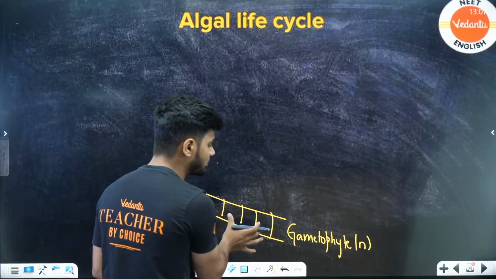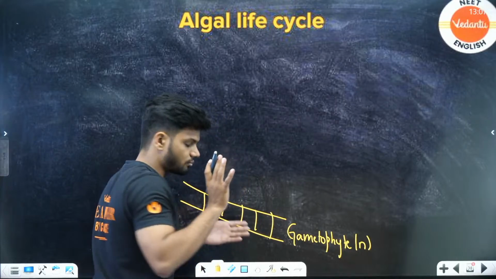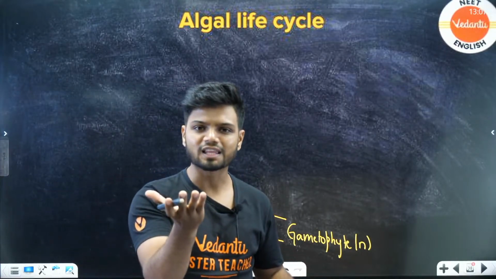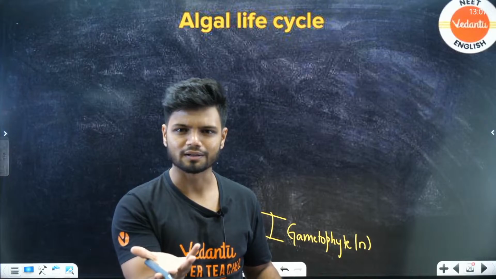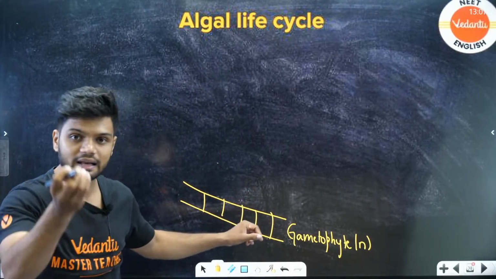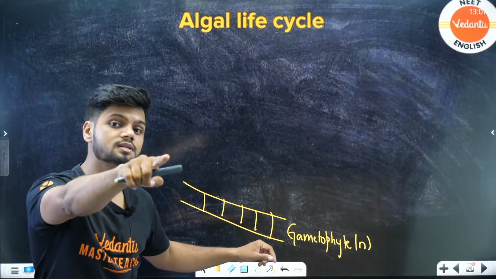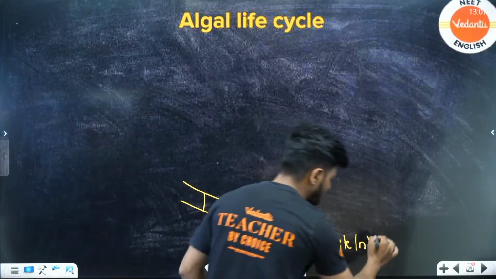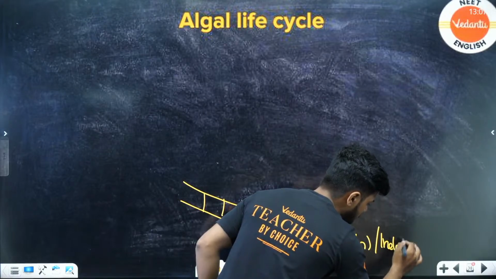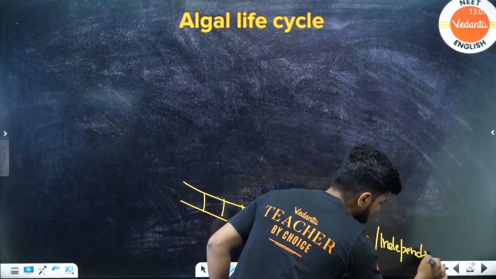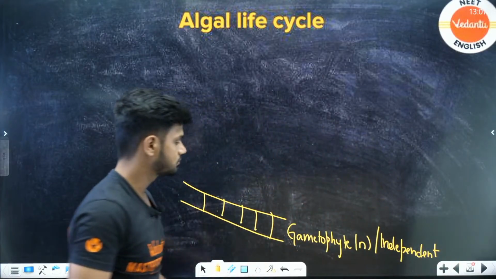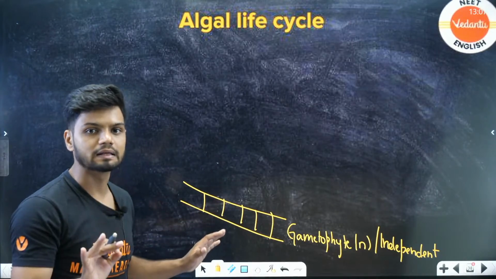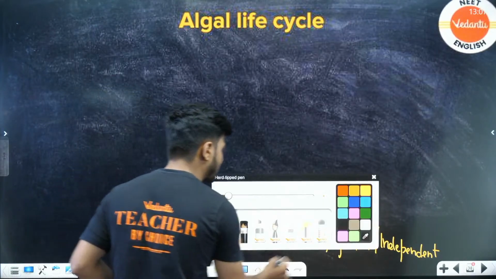And this gametophytic plant body is green in color. Main algae when you see it is green in color, right? So if this algae is green in color, can it do photosynthesis? Yes. Is it independent? Also yes. So it is gametophyte and also independent in nature. Clear?